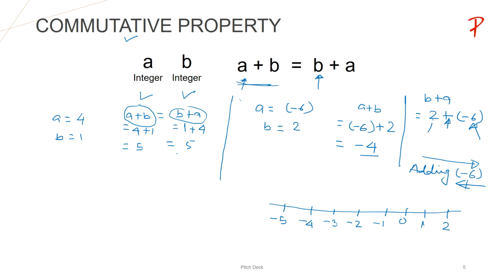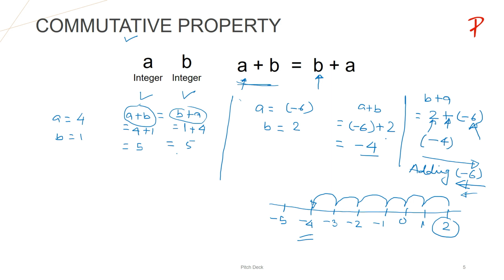We start from 2. Here we have 2, I will highlight it, and from 2 we have to take 6 steps in the left direction because we are adding -6. Here is the first step, second step, third step, fourth step, fifth step, and this is the sixth step. So we reach -4. So 2 plus -6 is equal to -4.